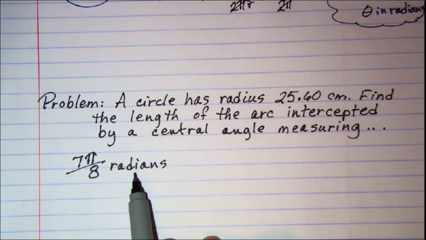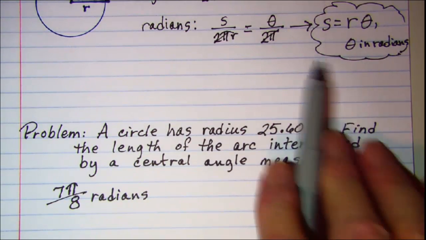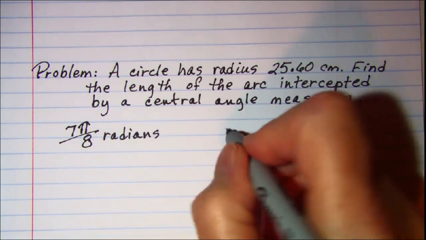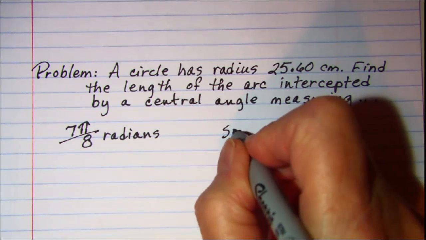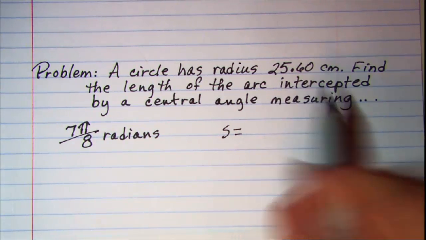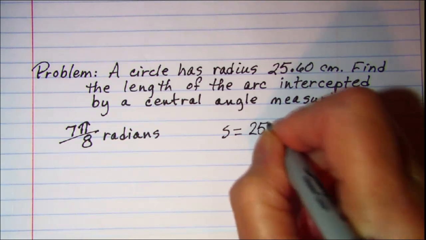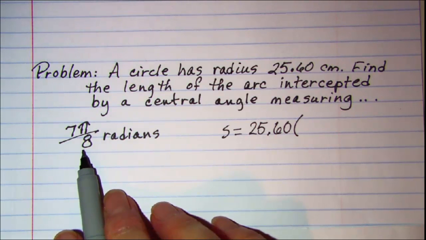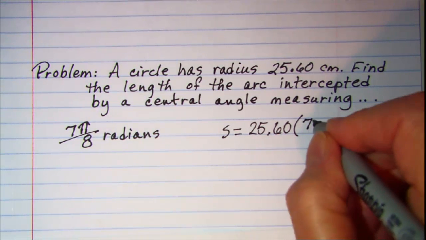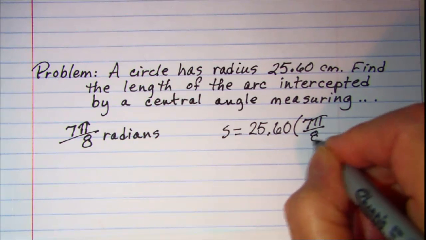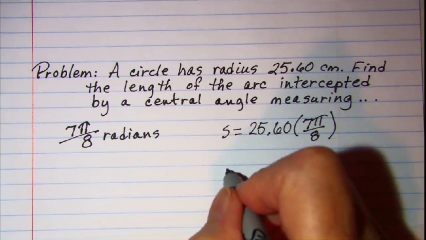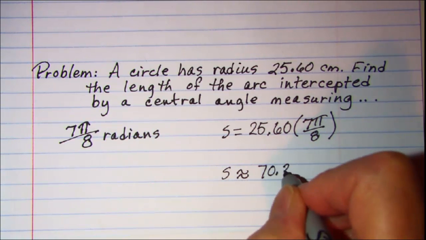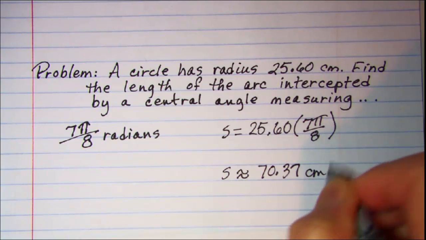So since we're in radians, we can use this formula, and all we have to do is multiply the radius, which is 25.60, times the central angle, which is 7 pi over 8. So my arc length is approximately 70.37 centimeters.